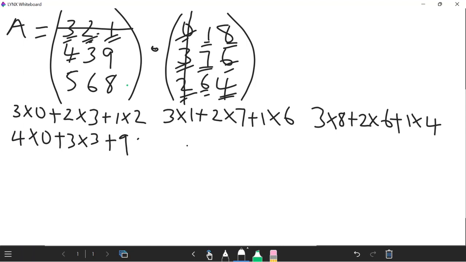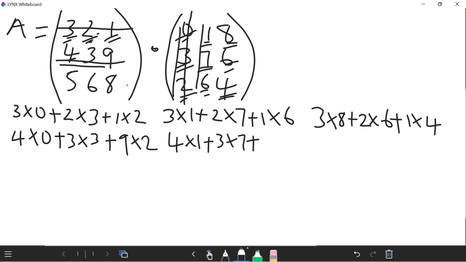So you are taking the row, then multiplying by the column. You are still taking the elements in the row, then multiplying them in the column. So let us proceed. We have 4 here multiplied by 1. Then we proceed. We are going to take 3 multiplied by 7. You can follow that on your screen. Then you're going to take 9 multiplied by 6.